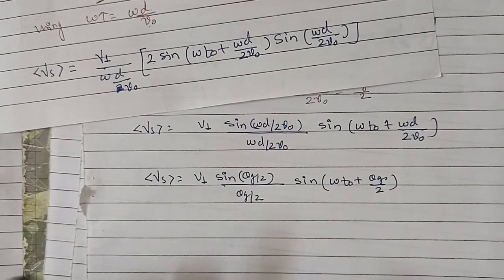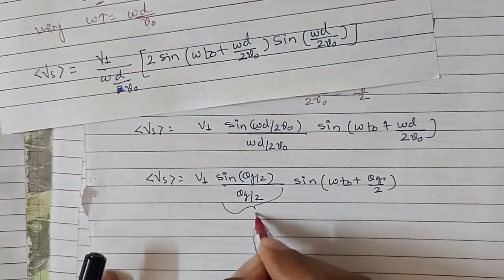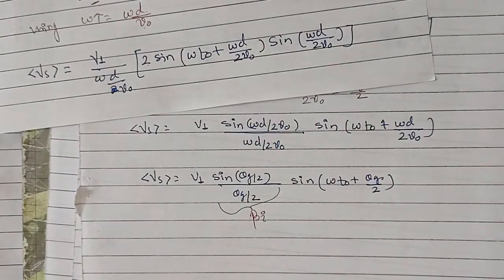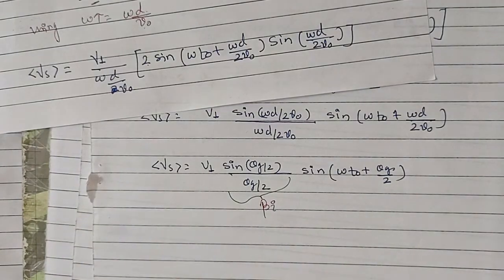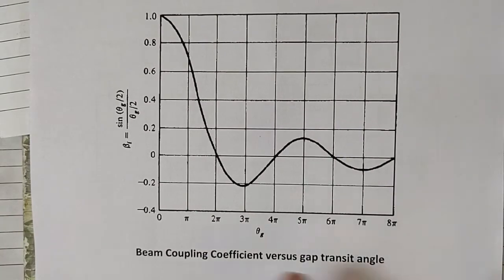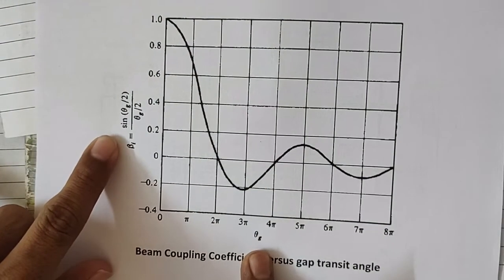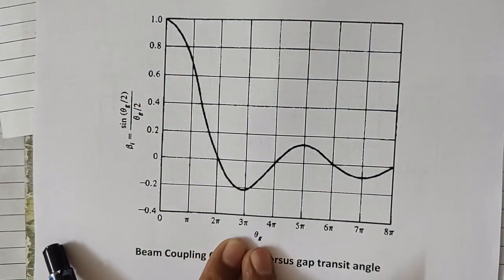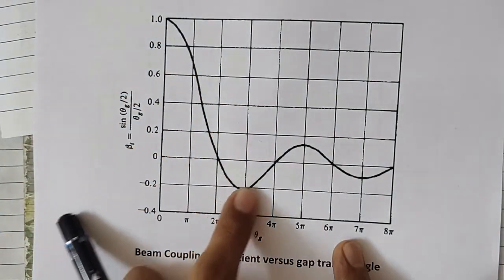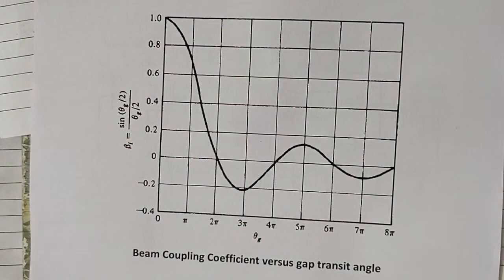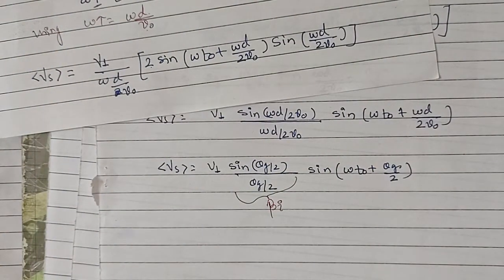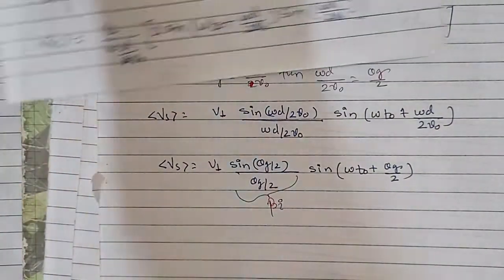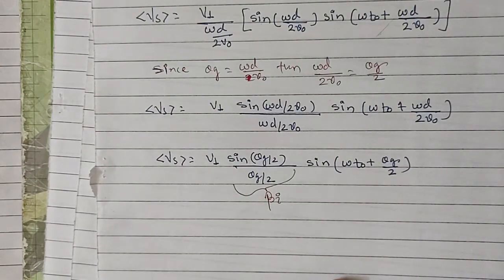This quantity, sine theta g by 2 over theta g by 2, is the beam coupling coefficient of the input cavity gap. If you plot the graph between theta g and beam coupling coefficient, the best value for beam coupling coefficient is 1, and if you keep on increasing the gap transit angle, the beam coupling coefficient reduces in sinusoidal fashion. So that is one control parameter which we have discussed during our explanation of two cavity klystron amplifier.